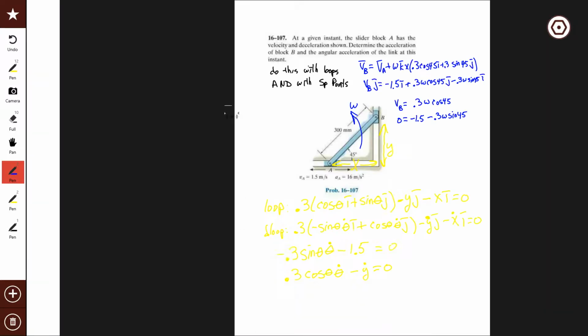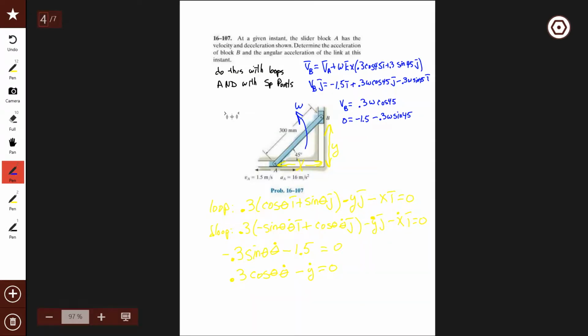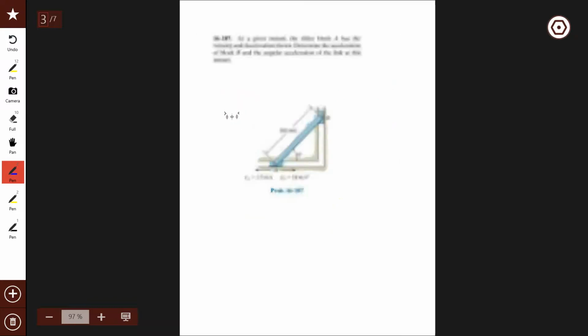I think there's some others. Oh, here's one. That one's not too bad. You can use a loop for that one.